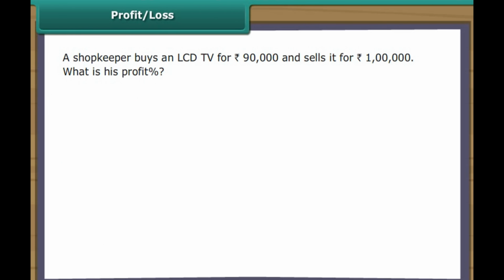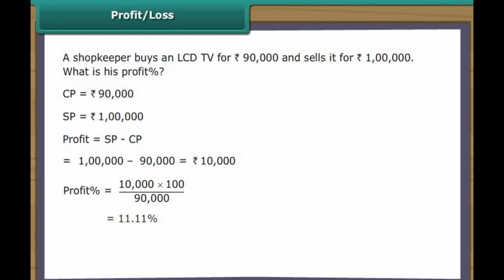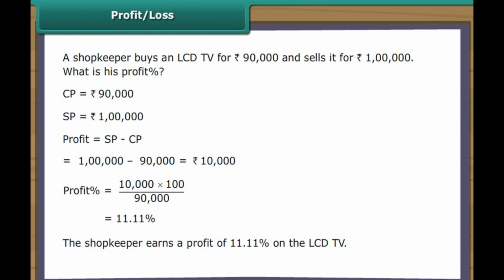A shopkeeper buys an LCD TV for rupees 90,000 and sells it for rupees 1 lakh. What is his profit percent? CP is equal to rupees 90,000. SP is equal to rupees 1 lakh. Profit is equal to SP minus CP is equal to 1 lakh minus 90,000, which is equal to 10,000. Profit percentage is equal to 10,000 into 100 upon 90,000, which is equal to 11.11%. The shopkeeper earns a profit of 11.11% on the LCD TV.